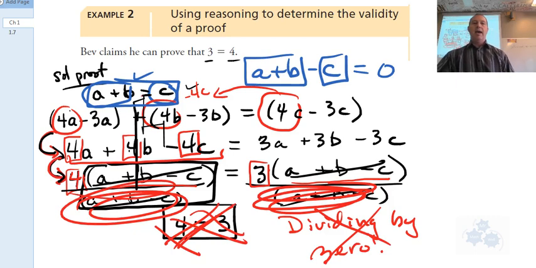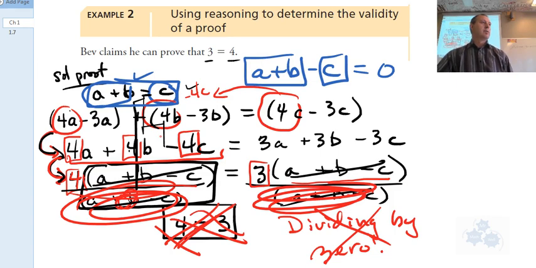So again, if A plus B equals C, that means they're the same thing. So if you have something minus itself, you get 0. And over here, we divide by 0, which is bad. Everybody say dividing by 0 is bad. Dividing by 0 is bad. Okay, good. Remember that. That'll help you in life, okay?